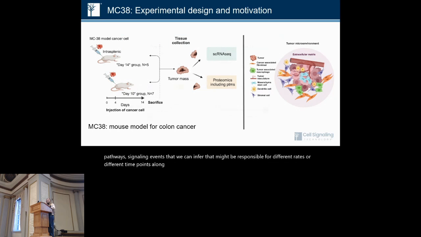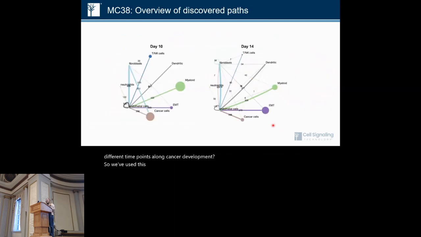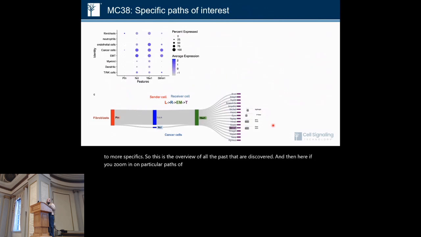So we've used this method on this data. We're developing also a visualization dashboard for this that allows you to go from an overview of everything that's generated from the method to more specifics. So this is the overview of all the paths that are discovered. And then here, if you zoom in on particular paths of interest that have high path weights, high scores, you can find some interesting examples for potentially future investigation, like this one here.